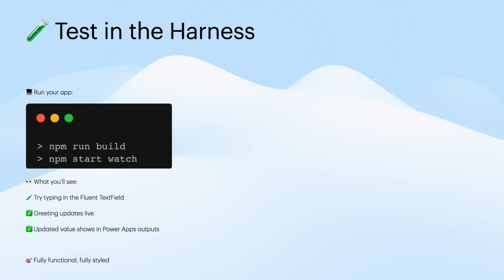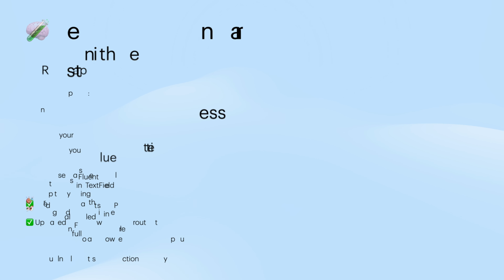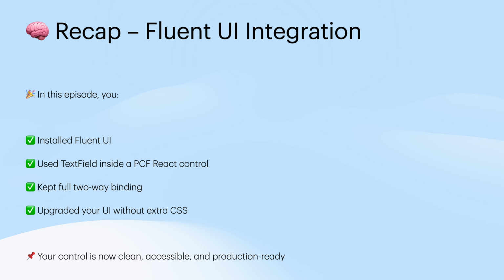Let's test it out. Run the following commands: npm run build, npm start watch. Now go to your browser-based test harness and type in the Fluent text field. You will see the greeting update in real time, just like before, and Power Apps will show the new value in the right side panel. That's it, fully functional, fully styled.